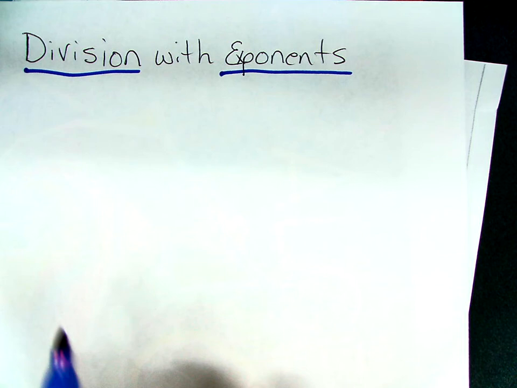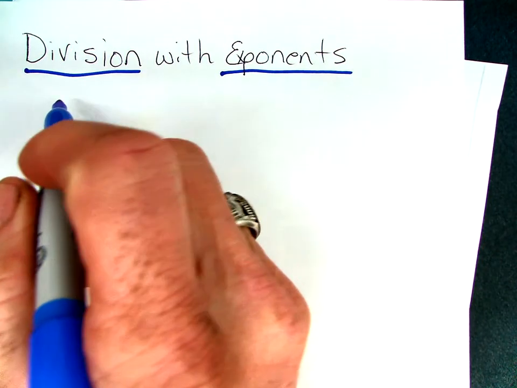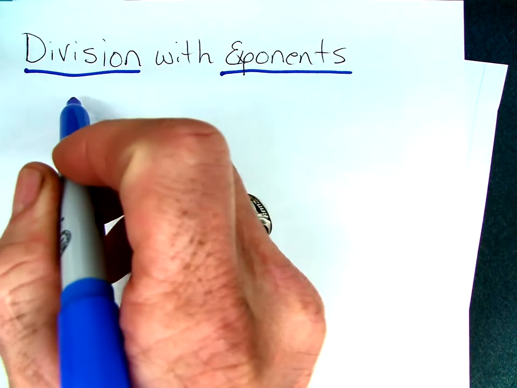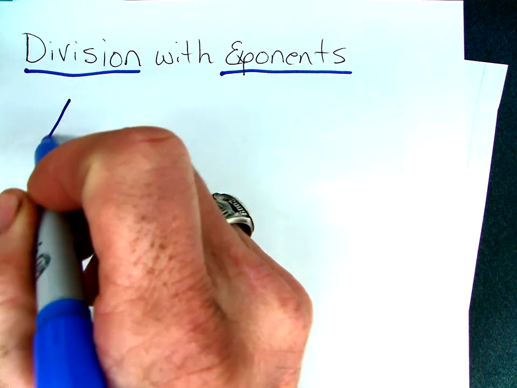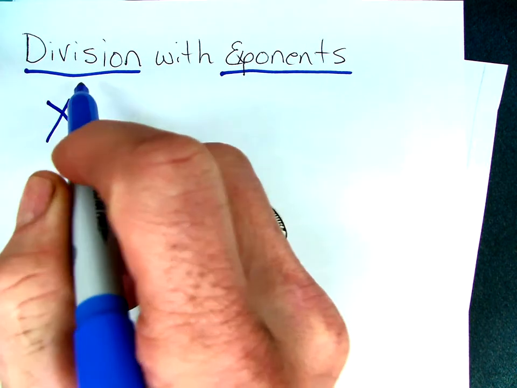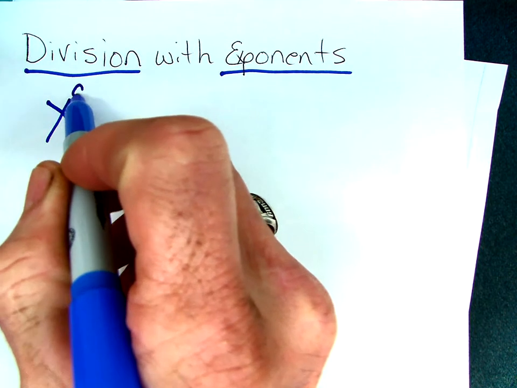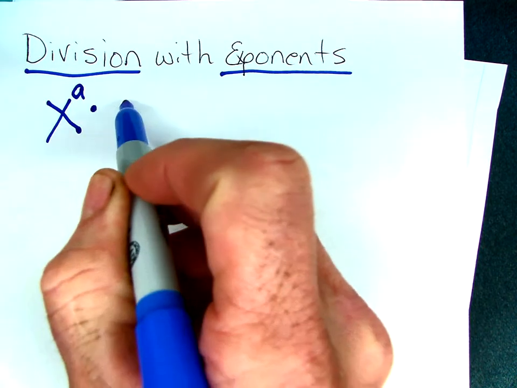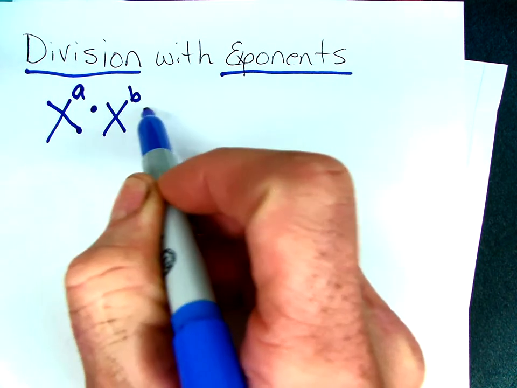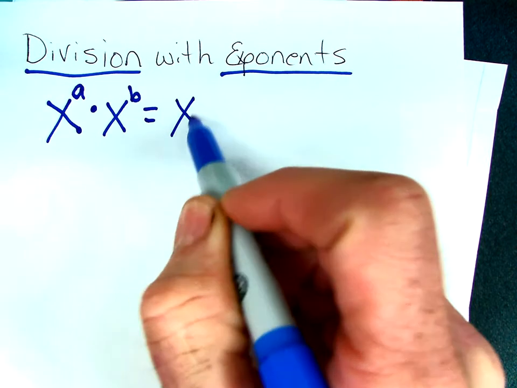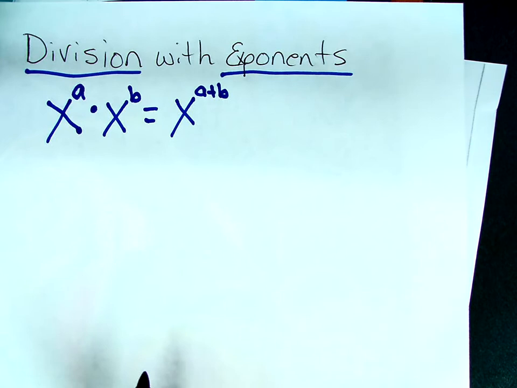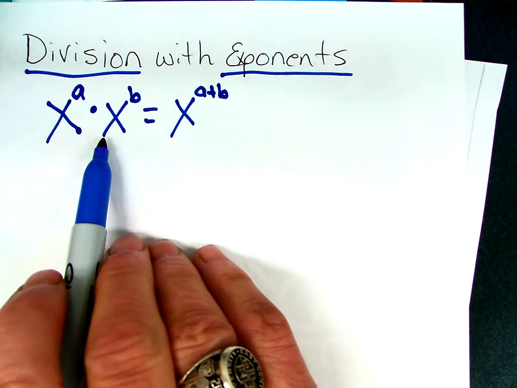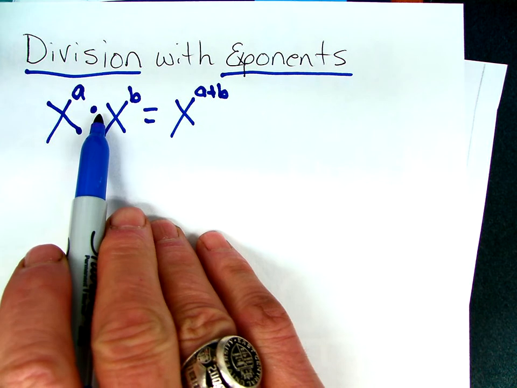Division with exponents. It's the opposite of multiplication. So let me revisit multiplication just for a moment. What we learned with multiplication with exponents is that x to the a times x to the b equals x to the a plus b. You add the exponents together when the bases are alike and you are multiplying.